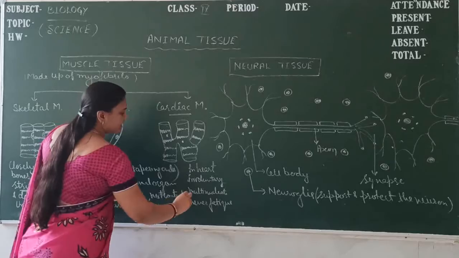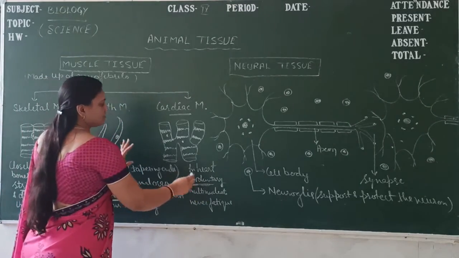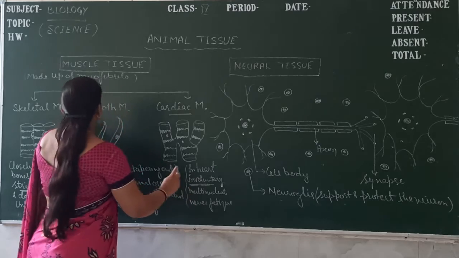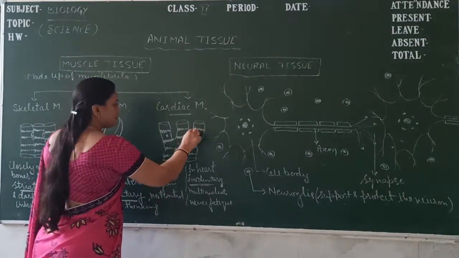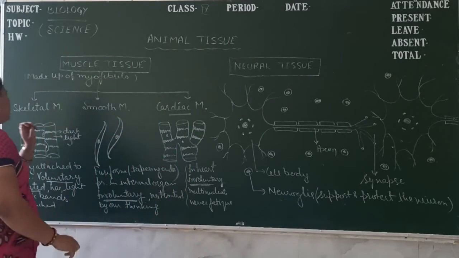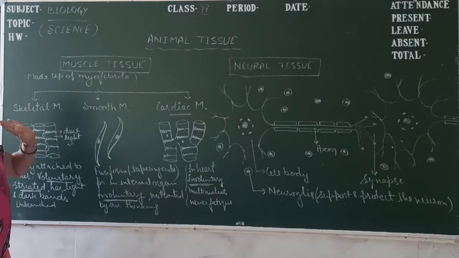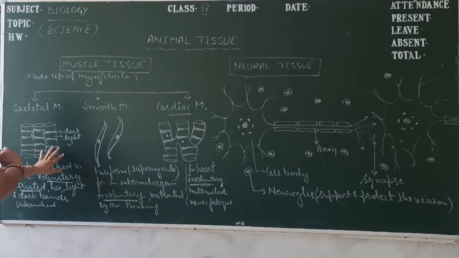But these are involuntary muscles like smooth muscles. So they have the characters of both types of muscles, smooth and skeletal, but these muscles are branched. So we can differentiate between skeletal and smooth muscles. Skeletal muscles are present only attached with the bones, with the skeleton, and they are responsible for the movement and locomotion of the body and body parts.